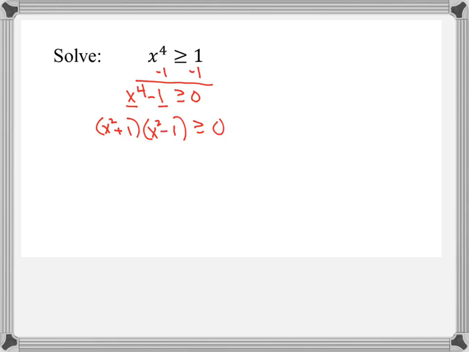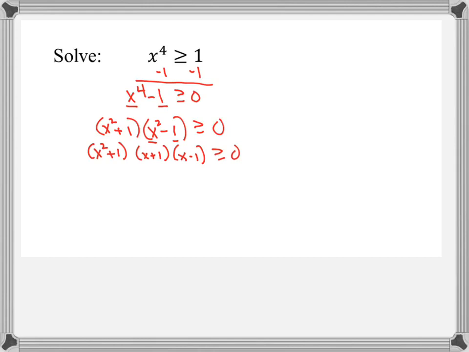Now I can notice that my second set of parentheses I can factor again exactly the same way. The first parentheses does not factor because it's a sum of squares, which does not factor. But the second set of parentheses I can split up into 2. The square root of x squared is x. Square root of 1 is 1. One of these will get a plus, the other one will get a minus. And that is as far as I can factor. So I have 3 factors.